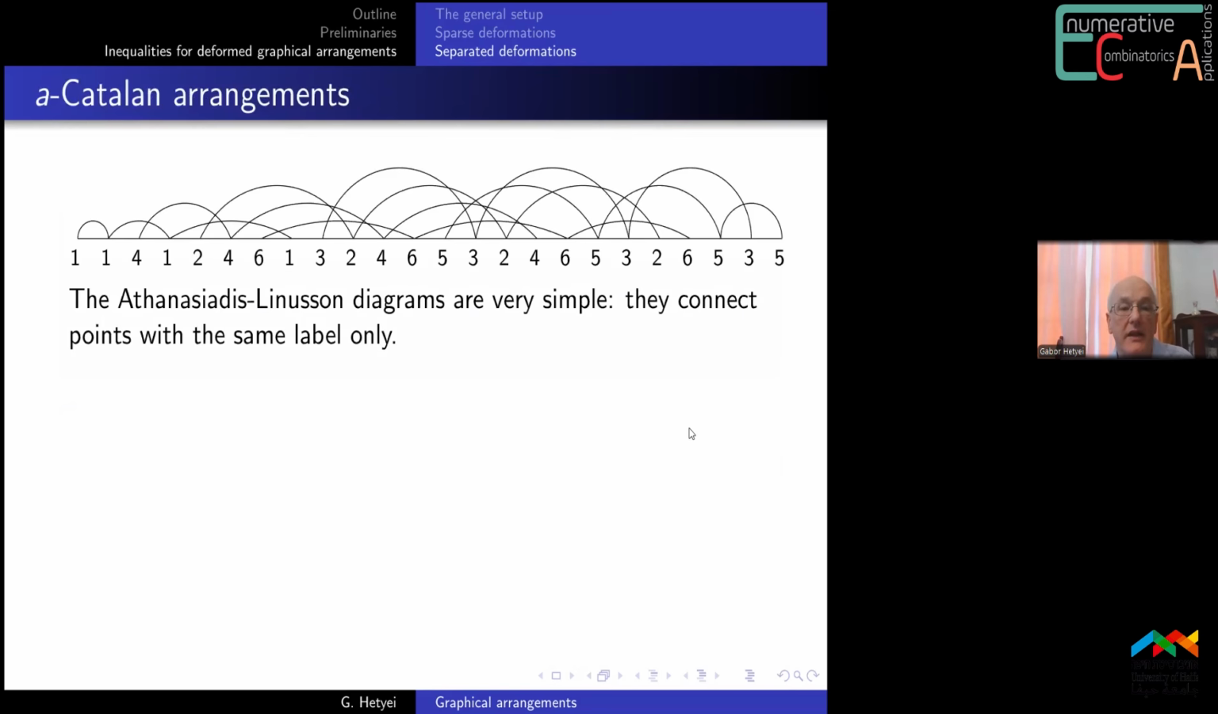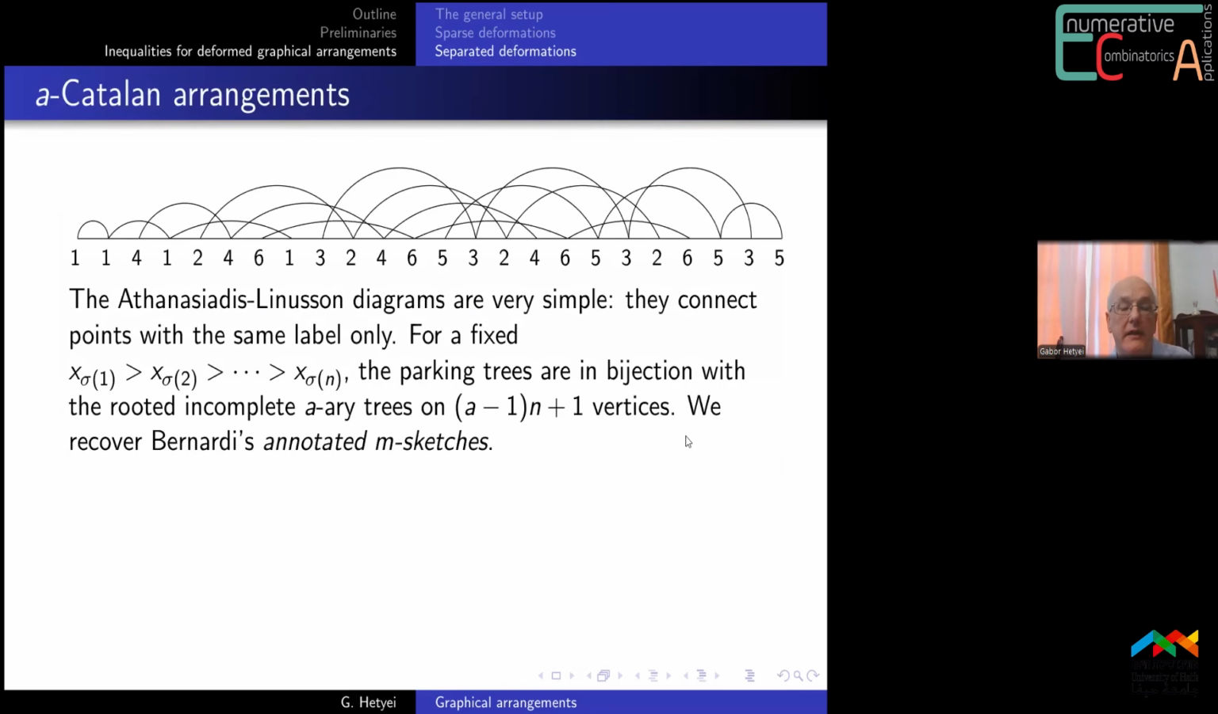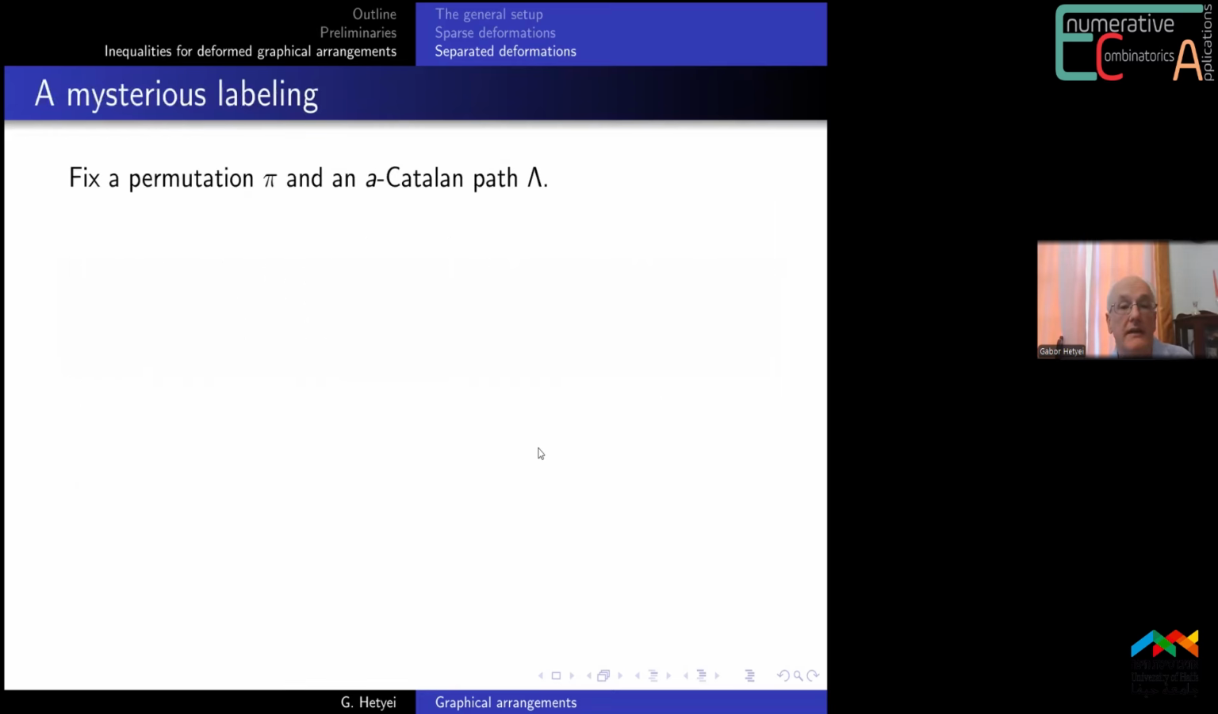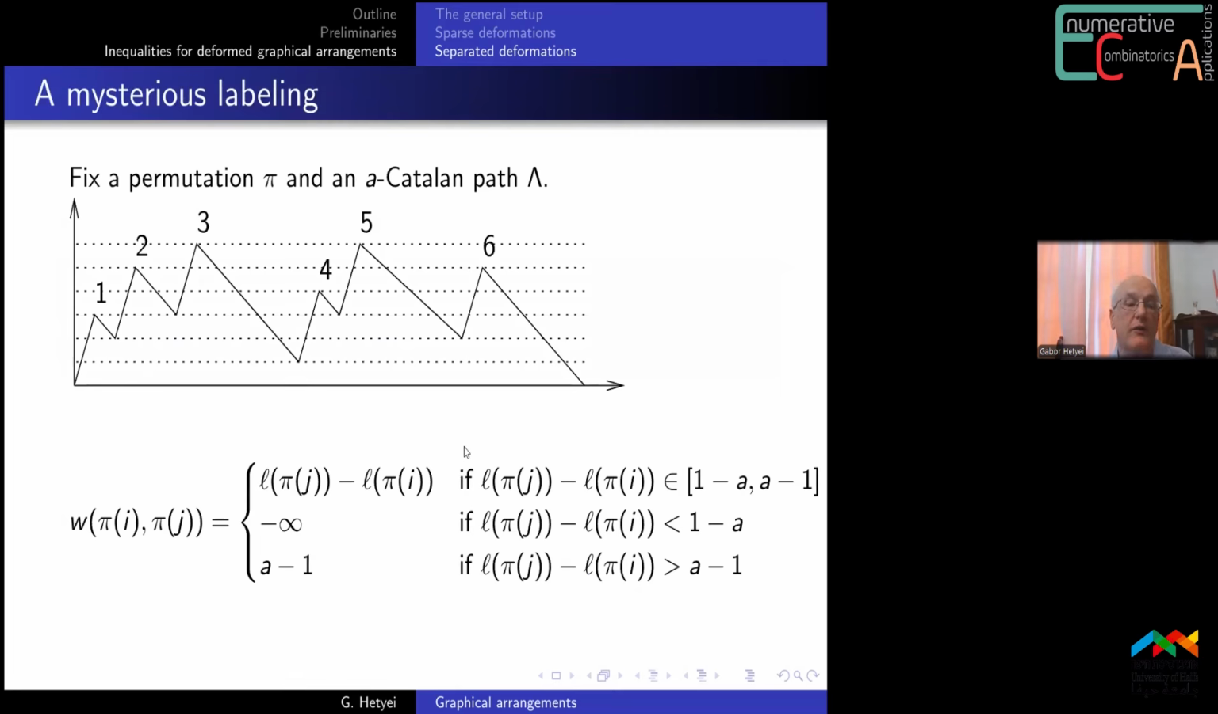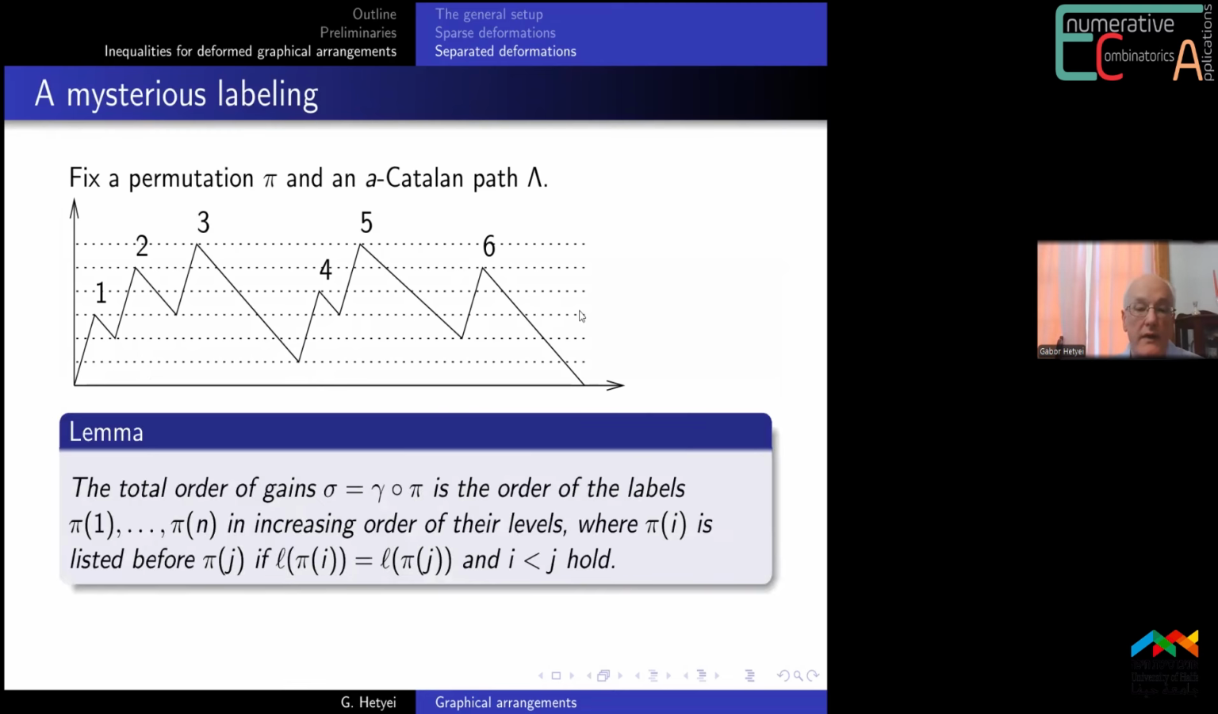Okay, and then finally about Catalan arrangement, what comes out from this setting is exactly Bernardi's annotated M sketches. And then there is another one, which is sort of mysterious, where you define the weight just by the levels of an A-Catalan path, and it works. But the proof is just like Stanley's proof, that you prove it's an injection and then you know it's a bijection because the numbers agree.